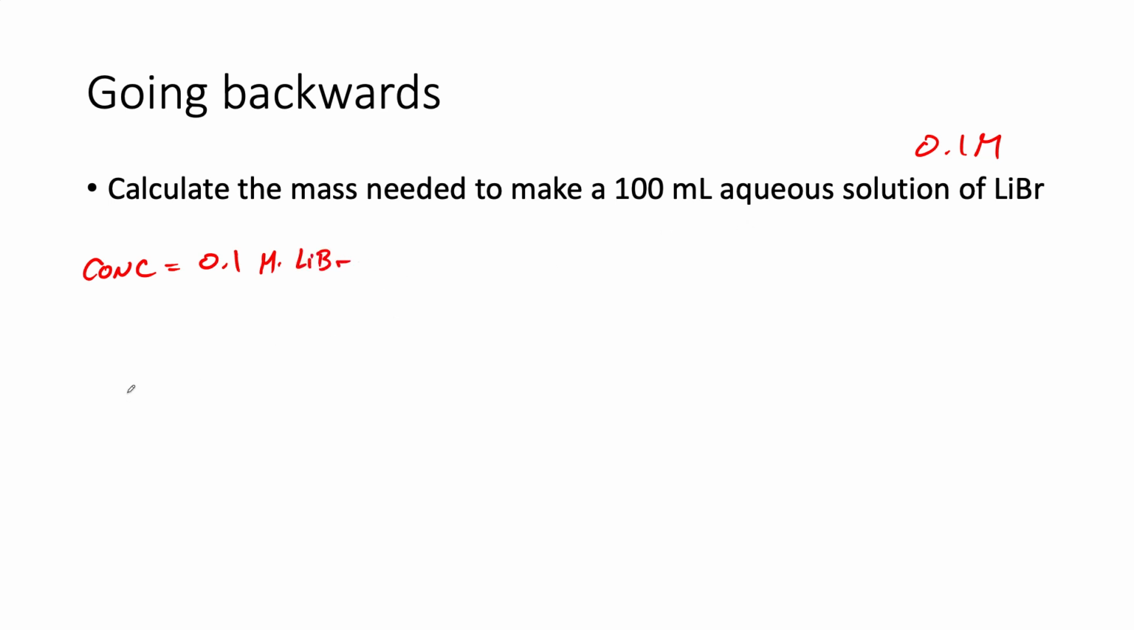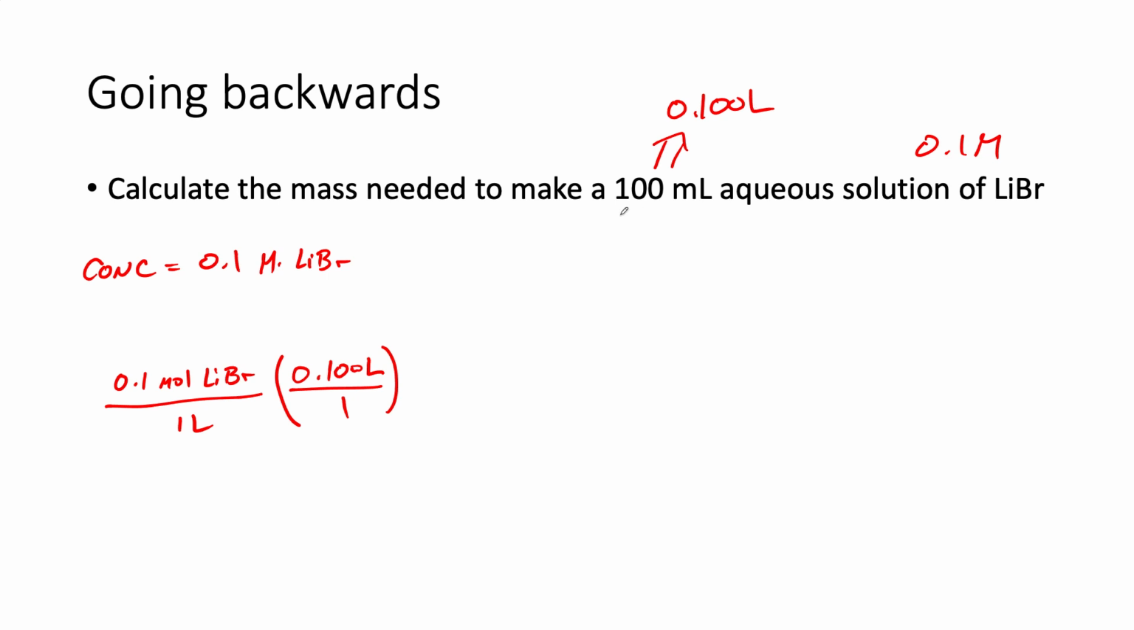And we need to know the mass. So let's start off with 0.1 moles of lithium bromide per 1 liter. And you can break this up. We've got 0.100 liters. Remember, this is the same thing as going 0.100 liters. So basically, I'm doing the conversion already. Now, what is left? I need to know the mass of lithium bromide, the molar mass. We'll call it the molecular weight.